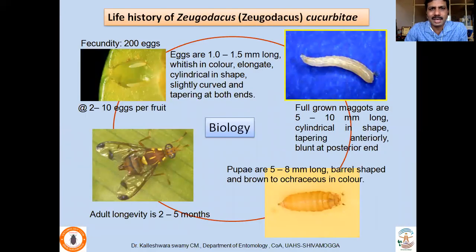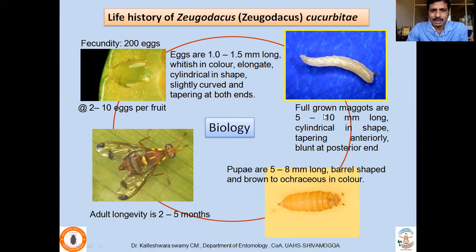Coming to the life history of Zeugodacus cucurbitae, the adult can lay up to 200 eggs, and in each fruit they may lay 2 to 10 eggs. Usually they deposit an epideictic pheromone, and as a result they maintain spacing. Once they hatch, the maggots measure about 5 to 10 mm. They are cylindrical in shape, tapering anteriorly and blunt at the posterior end, and they feed on the pulp.